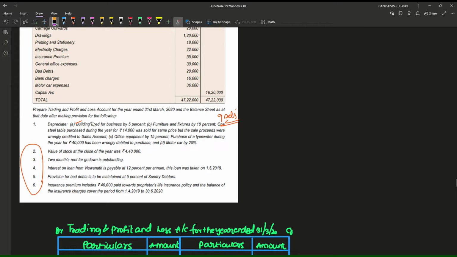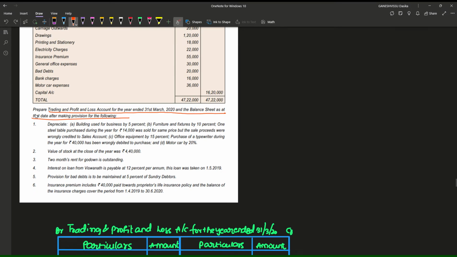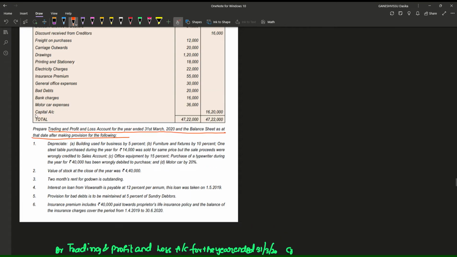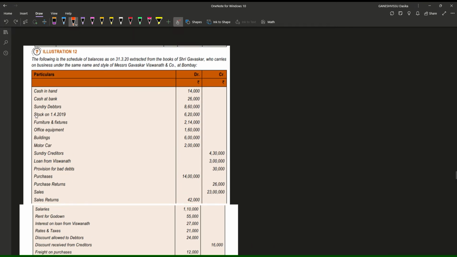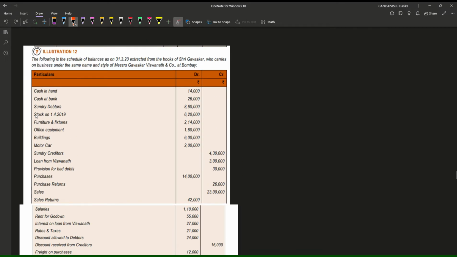Let us see. First of all, we can discuss the adjustments, but before that, we shall read the question. We have to prepare the trading and profit and loss account for the year ended 1st March 2020 and also the balance sheet as at that date, after making provision for the following. That means we need to make these adjustments. I am going to discuss the adjustments first and later we can go to the problem, and before that, let us write working notes.